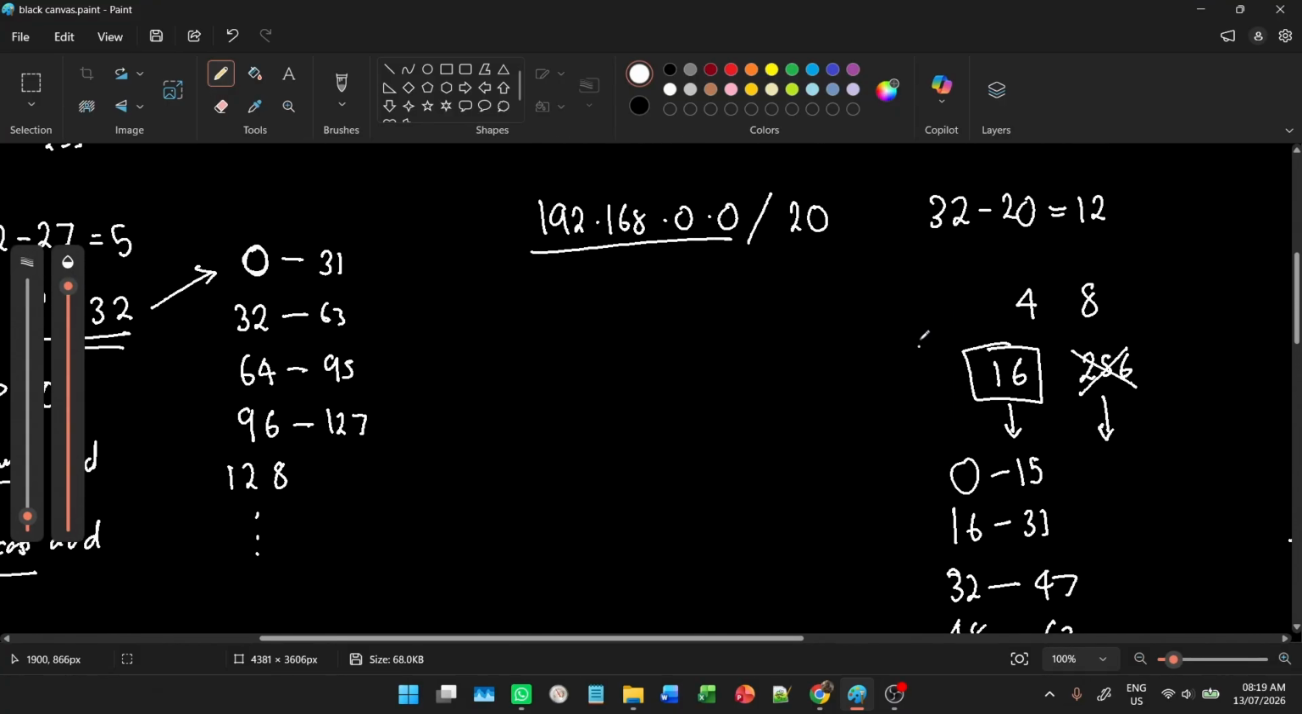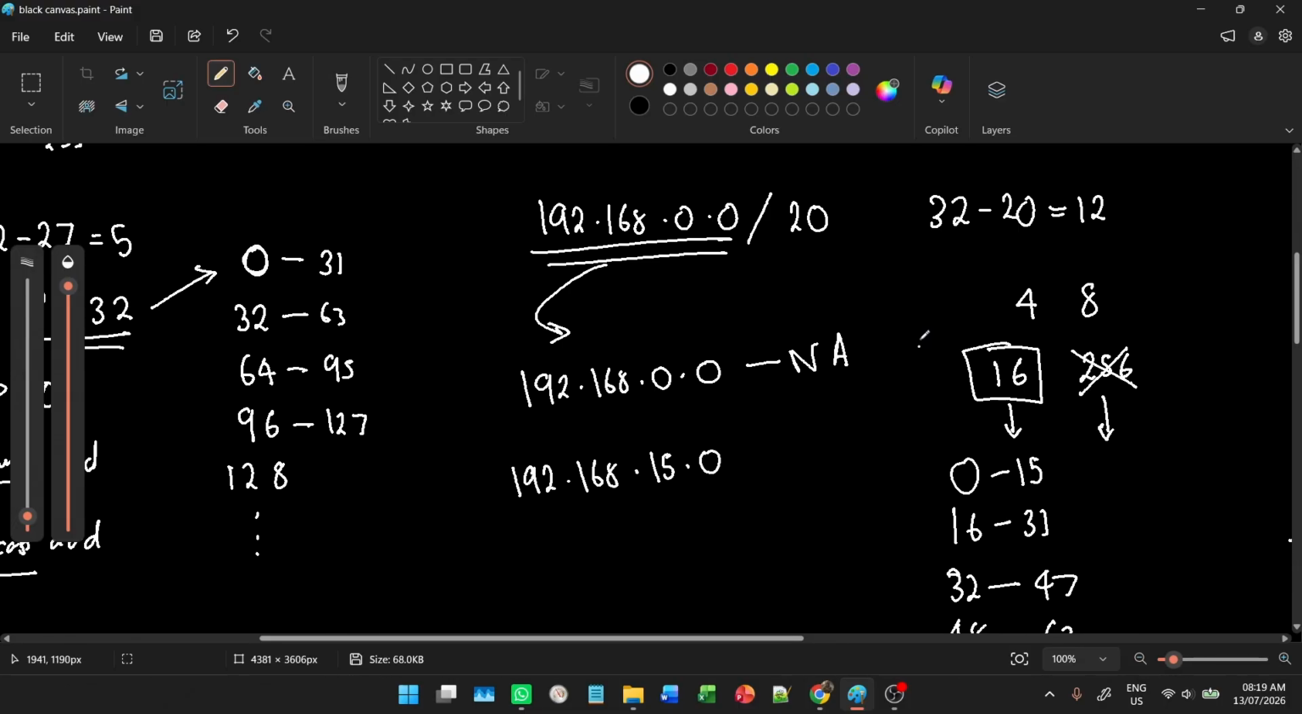So for this specific one, the network address is going to be 192.168.0.0. This is the network address. The broadcast address of this is going to be the last one, 192.168.15.0. No, it's not going to be 0. Pardon me, my mistake, 255. That's going to be the broadcast address. So any addresses in between are usable addresses.